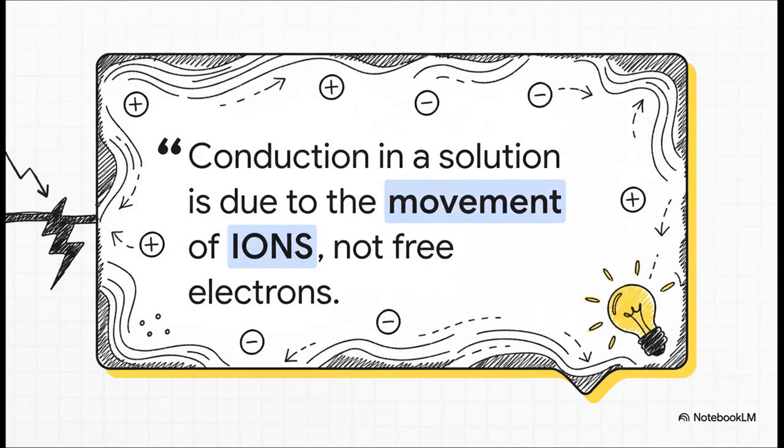And please, note this carefully. This is a very common point of confusion in exams. In a metallic wire, electricity is conducted by free electrons. But in an ionic solution, the charge is carried by the movement of ions.